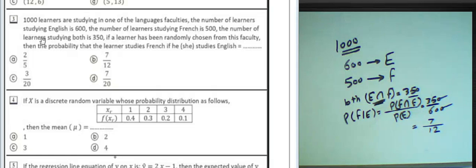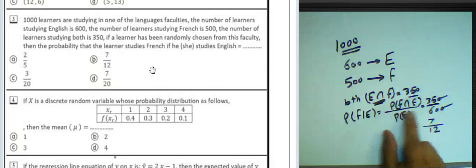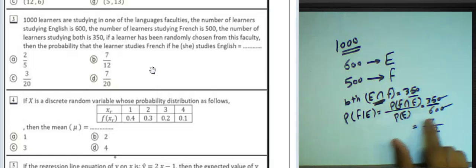The number of learners studying English is 600. The number of learners studying French 500. The number of learners studying both is 350. It's meaning intersection between E and F. If a learner has been randomly chosen from this faculty, then the probability that the learner studied French if she studied English. It's meaning short here, condition F, if condition E. Probability of F intersection E over probability of E equal 350 over 600 equals 7 over 12.